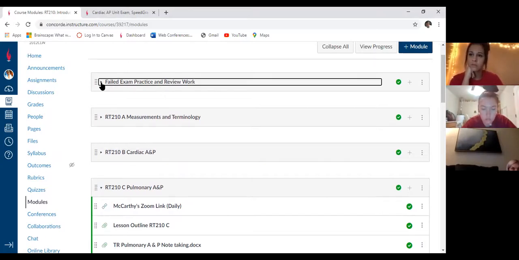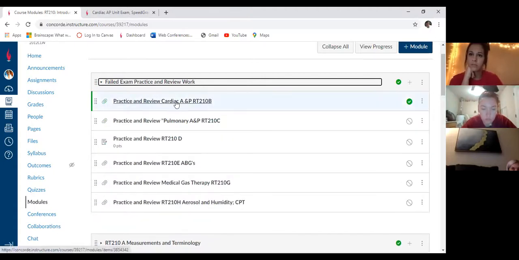You open it up. Notice the first one you have is cardiac practice and review, cardiac A&P. We don't have the first one because that test was pretty easy. There's not really a practice and review to do for that one.